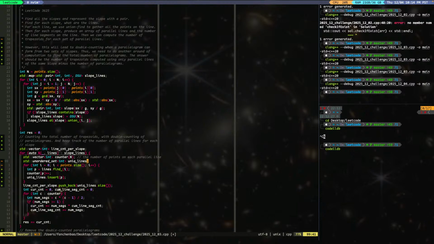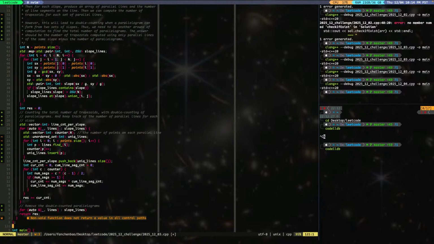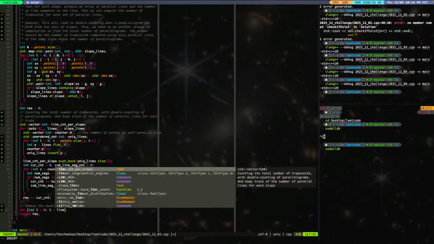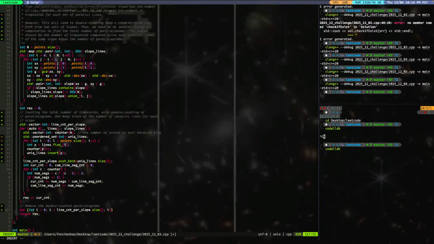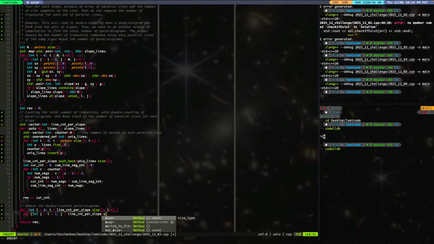Yeah, I don't care. I just create a new one. So this we got the line count per slope. Right now we need to remove the double counted. So we do this here: for int i = 0, i smaller than line count dot size, i plus plus; for int j equal to i plus 1, j smaller than line count per slope dot size, j plus plus. So what we do is res minus equal to.